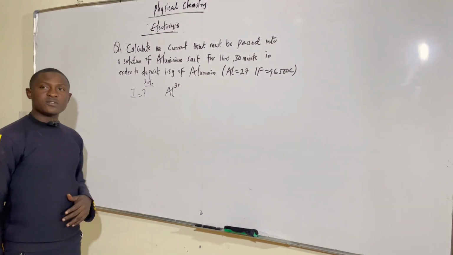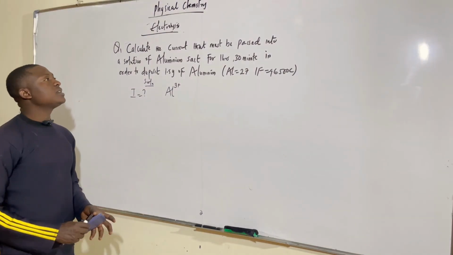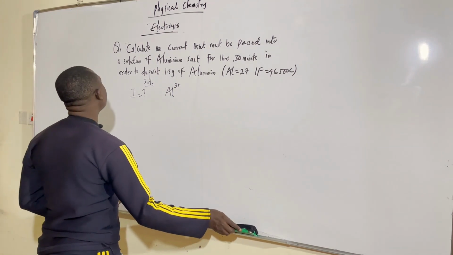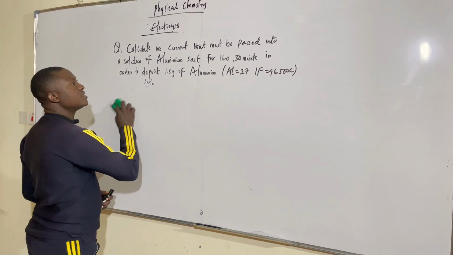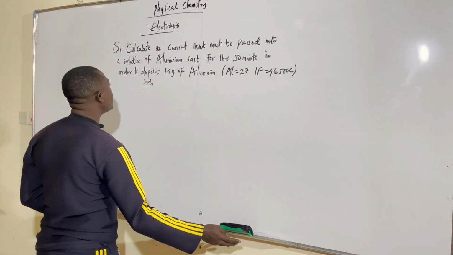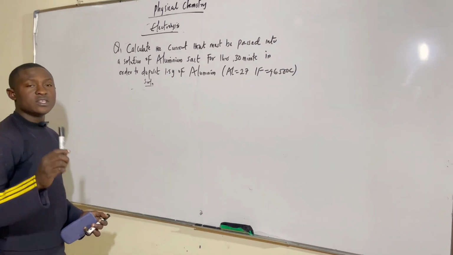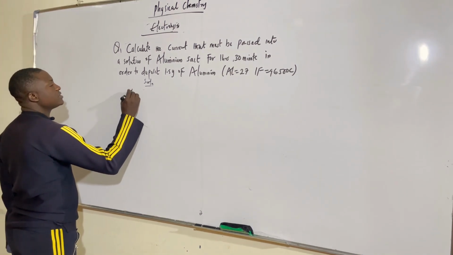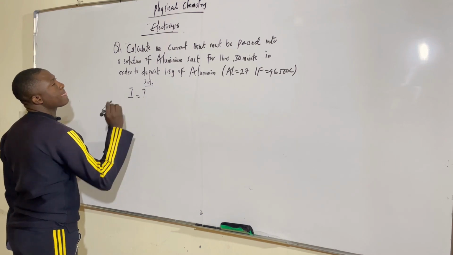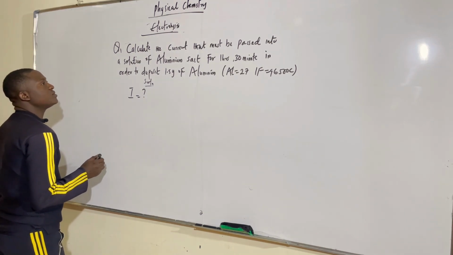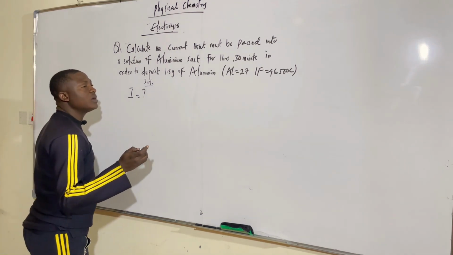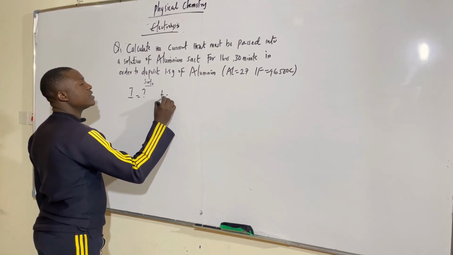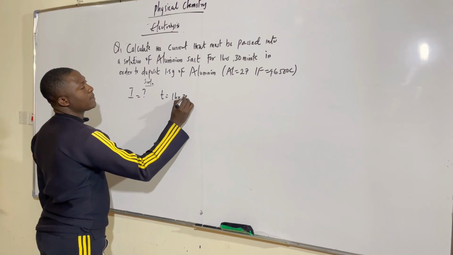Now let's see for a first example. They said calculate the current that must be passed into solutions of aluminum salt for 1 hour 30 minutes in order to deposit 1.5 gram of aluminum. So the first thing to be considered, let's first write out the data. So I'm looking for the current. Current is what we are looking for. So that will be passed into solution of aluminum salt for 1 hour 30 minutes. So given time to be 1 hour 30 minutes.